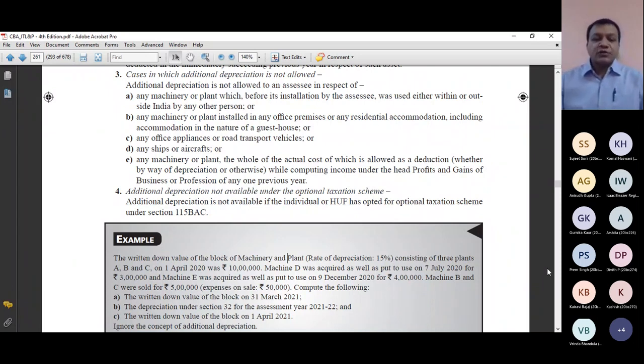Depreciation under section 32 for the assessment year 21-22. WDV of the block on 1st April 21. Ignore the concept of additional depreciation. Since it is the starting in my book, I said in my example that let us ignore additional depreciation for the time being. For the time being, let us learn normal depreciation first. So let me start solving it. Now you have this numerical, and let us start solving it.